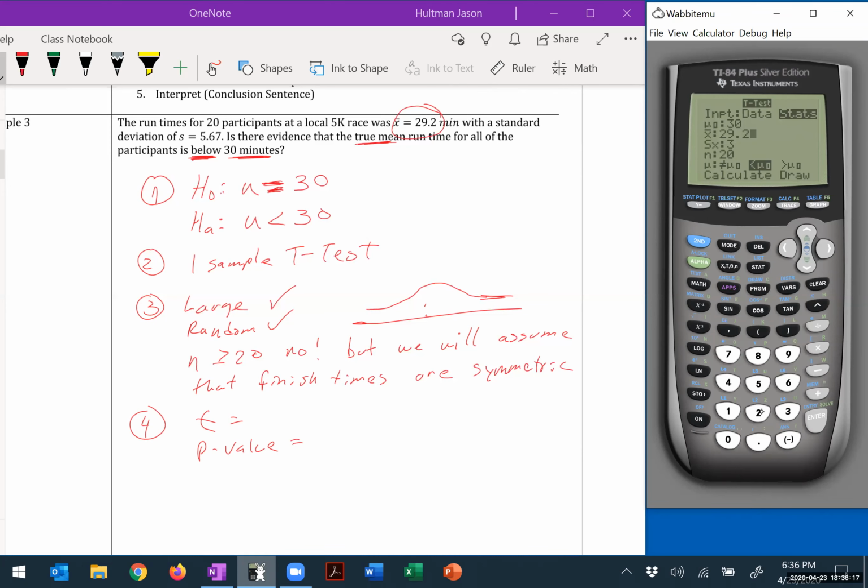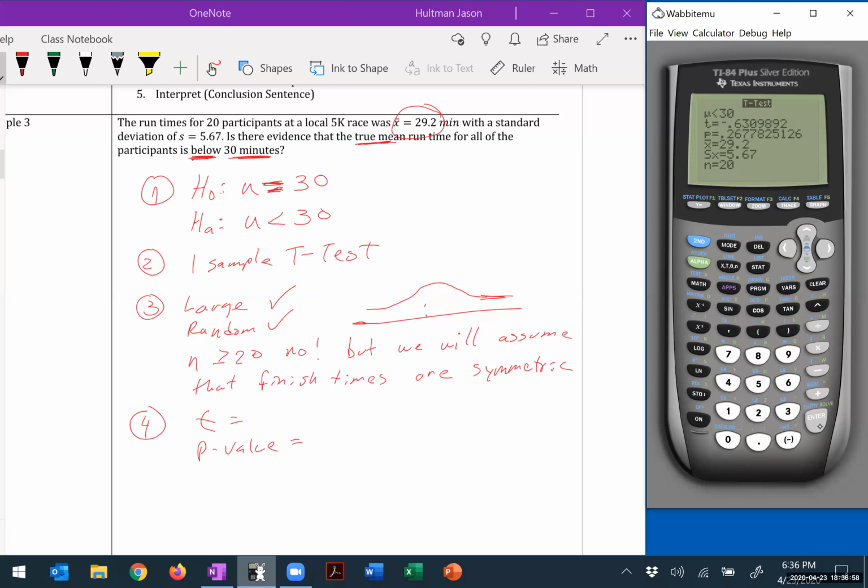Okay, for a 5K, that sounds about right. Half hour, that's pretty fast. That's about average. Okay, S, the standard deviation of 5.67. And in this case, N is 20. Okay, 20 participants. And we're testing against it being less than, so I'm going to leave that as less than. Is there evidence that the true mean runtime is below 30 minutes?